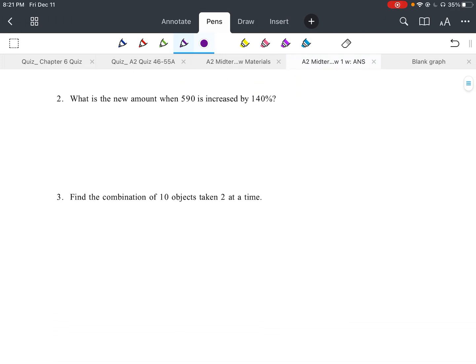Okay. What's the new amount when 590 is increased by 140%? So you got to think about an increase of 0% is nothing. An increase of 100% is essentially doubling it. So we're going to take the 590 and we're going to multiply it by 1 plus the 1.4. In other words, it's not like a double. I want 1 to get what I had to start with, then I want to increase it by 140%, which as a decimal would be 1.4.